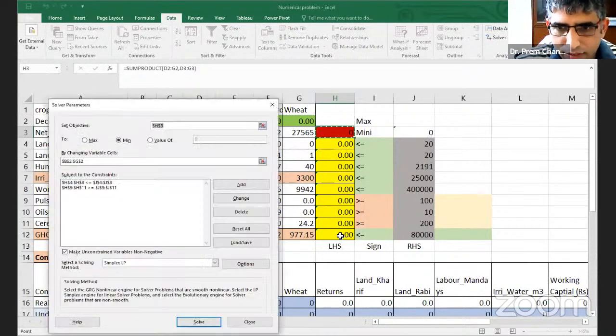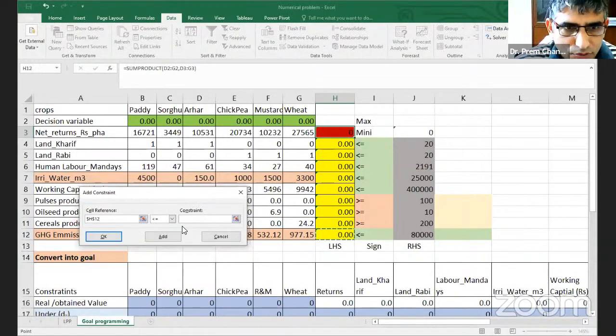Then I'm adding the GHG emission constraint. That's the third one. I'm adding GHG emission, which means my GHG emission should be less than 80 tons. So we'll solve it.